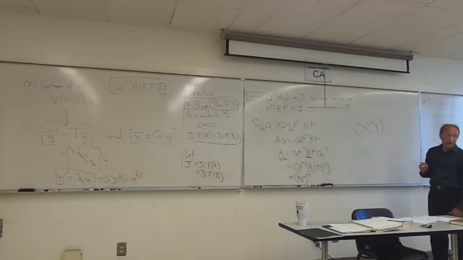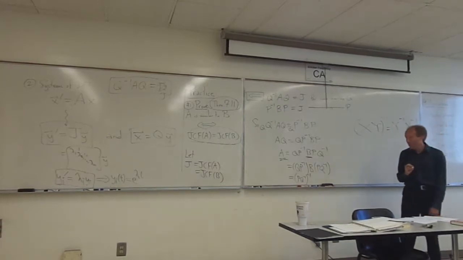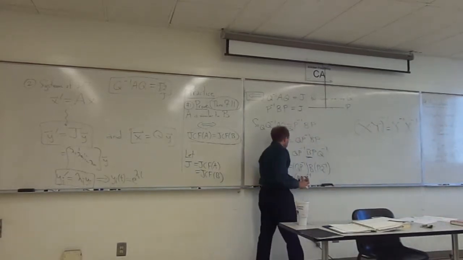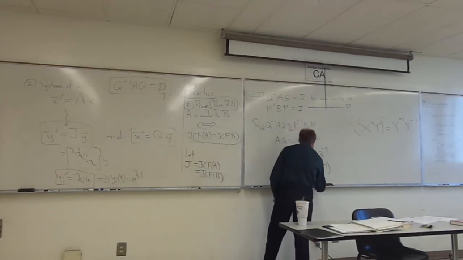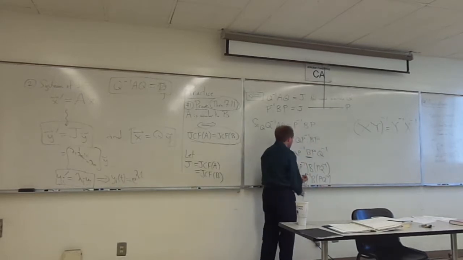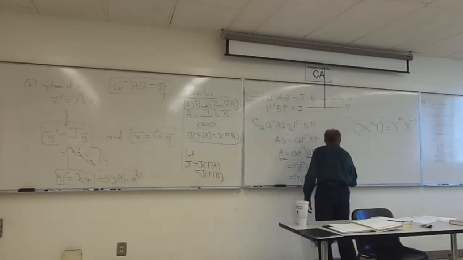The inverse of a product is the product of the inverses in the opposite order. So that's what I'm going to use here. The inverse of this product is actually Q inverse inverse, which is Q, times P inverse, right here, times B times PQ inverse. Do you see that what I have here is the inverse of a matrix times B times the matrix? Okay? So A is similar to B.